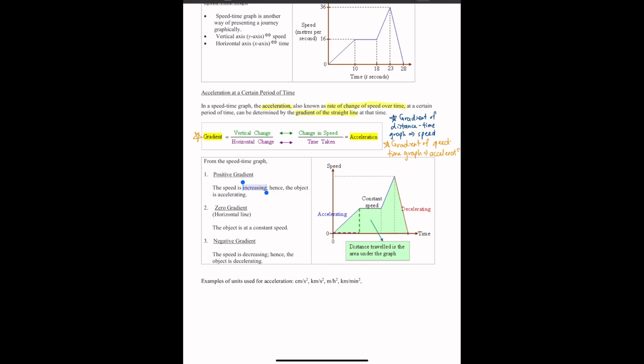So from the speed time graph, okay, we can actually know a few things. When it is positive gradient, the one I highlighted in yellow, it means that the speed is increasing and the object is then accelerating. Okay, it's going faster. When it's zero gradient, which means horizontal line over here in the blue highlighted part, constant speed. Last but not least, I have a downward sloping line at the end, negative gradient, speed is decreasing, which means the object is decelerating. This means that you'll notice that maybe the object will be slowing down.